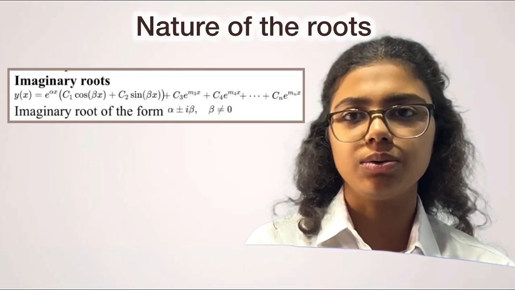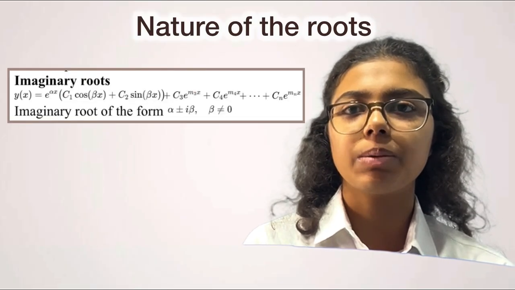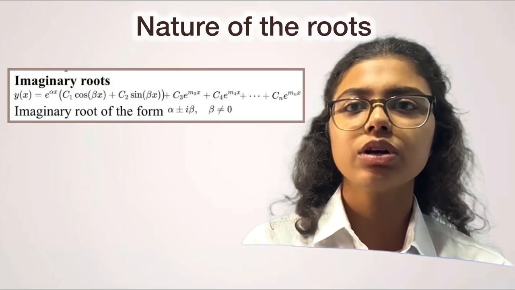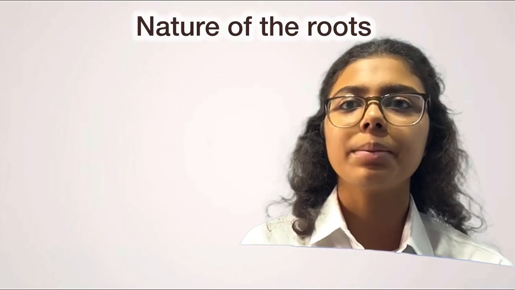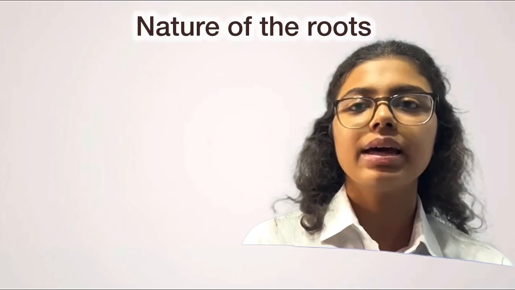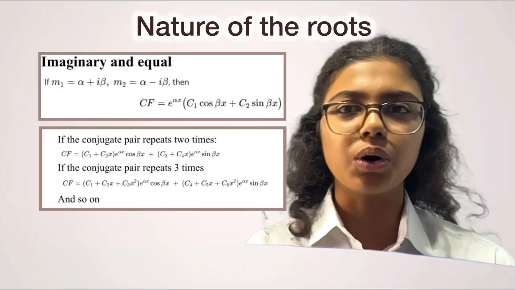For imaginary roots in the form of alpha plus i beta, we have e to the power alpha x into c1 cos beta x plus c2 sin beta x. Finally, when we combine case 2 and 3, we get imaginary and equal roots. Now let us move on to non-homogeneous differential equations.